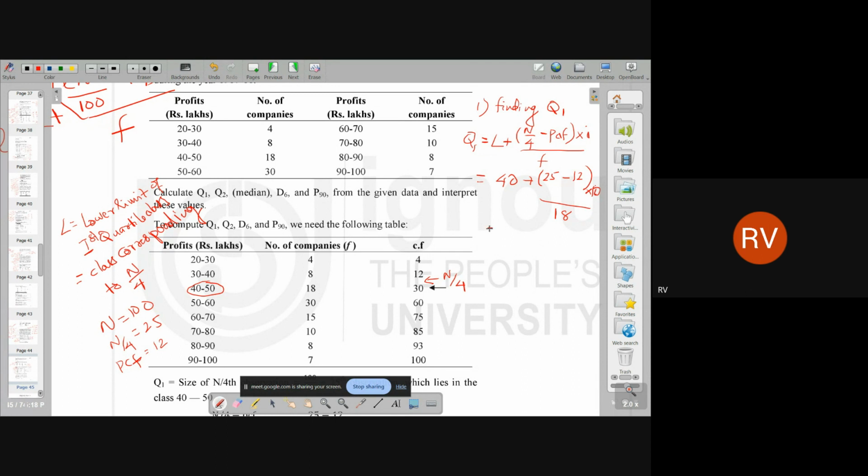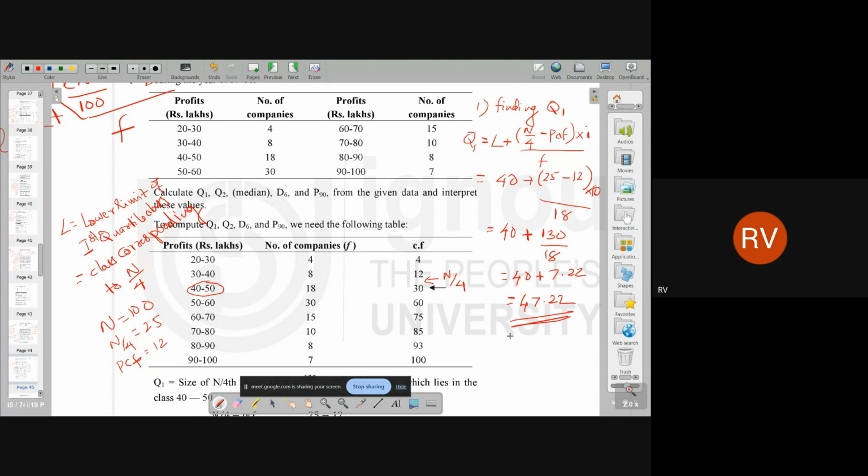That is 40 plus, 25 minus 12 is 13, so 130 by 80. That is 40 plus 7.22, that is 47.22.